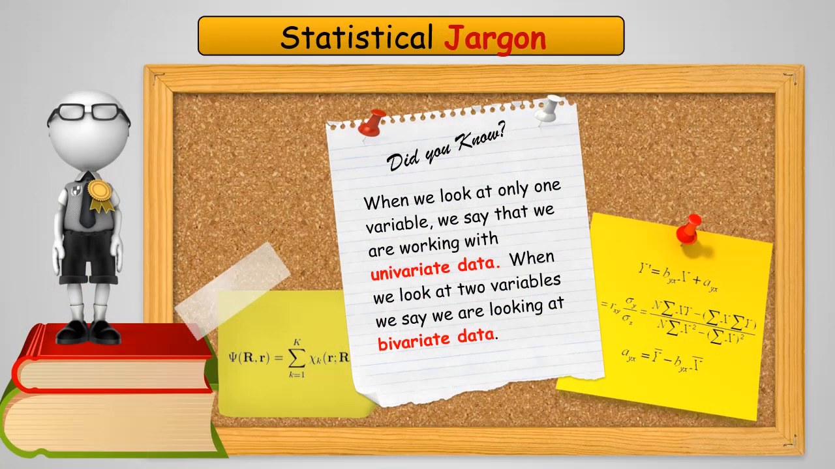Now, just some statistical jargon: you heard me refer to bivariate data. When we're looking at only one variable, we say that we are working with univariate data. And when we are looking at two variables, we say we are looking at bivariate data.